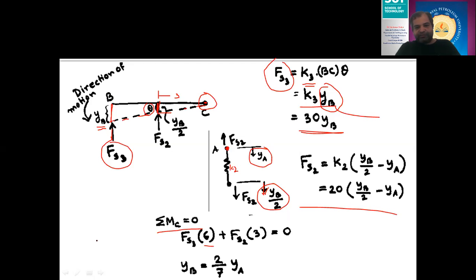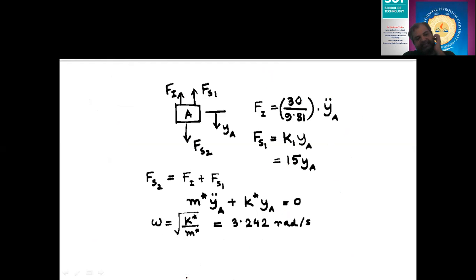Now you have the YB value. If you put in the Fs2 and Fs3 values we have calculated here, you will get this relation: YB is equal to 2 by 7 into YA. Then, after this calculation, let us draw the free body diagram of mass A.